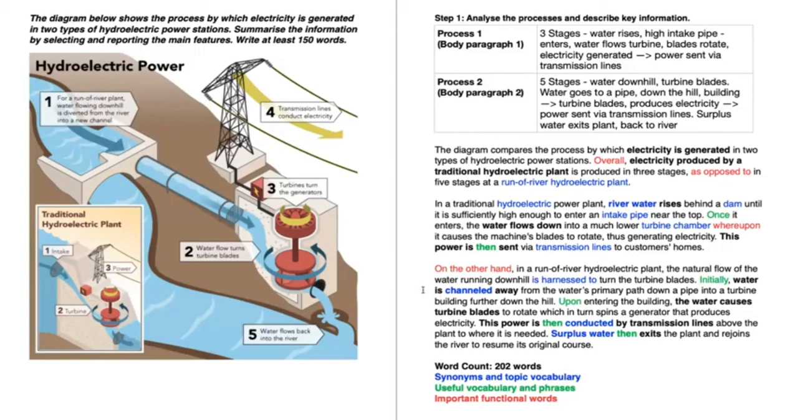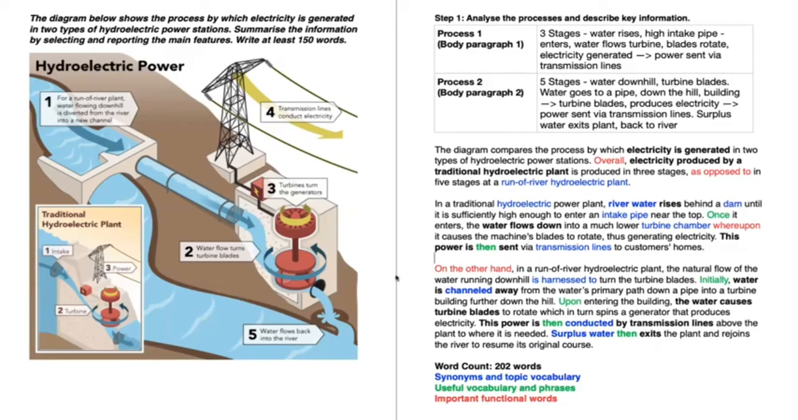Initially, water is channeled away from the water's primary path down a pipe into a turbine building further down the hill that we see right here. Upon entering the building, the water causes turbine blades to rotate, which in turn spins a generator that produces electricity. This power is then conducted by transmission lines above the plant to where it is needed. Surplus water then exits the plant and rejoins the river to resume its original course.